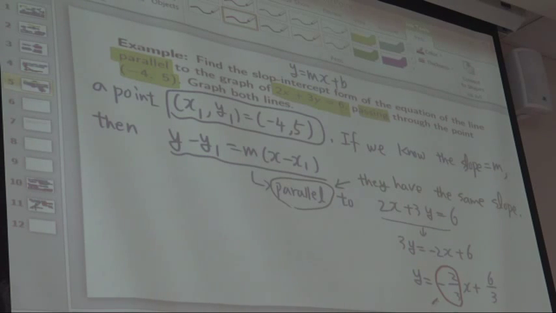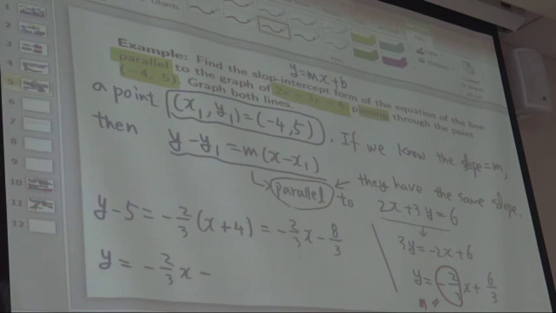So that means the m is negative 2/3. So plug in, and y minus 5 is equal to negative 2/3 x minus, and x1 is a negative 4, so minus minus, which is a positive 4, which is negative 2/3 x, negative 8/3. Now the y is equal to negative 2/3 x, negative 8/3 plus 5.